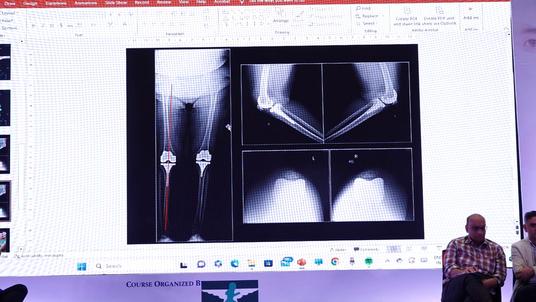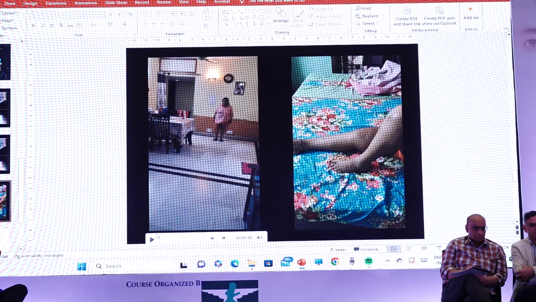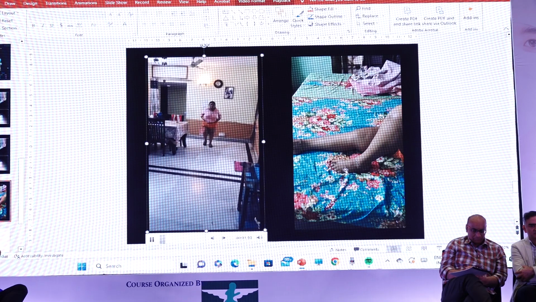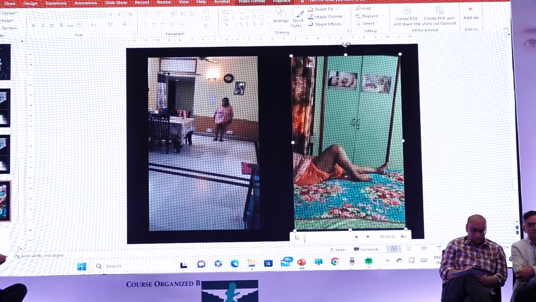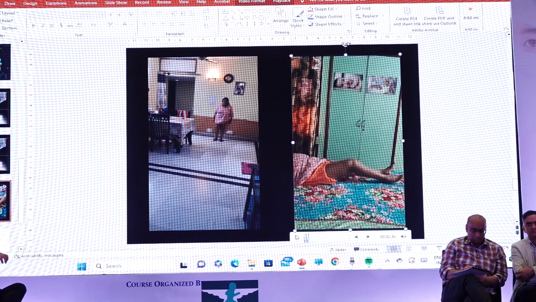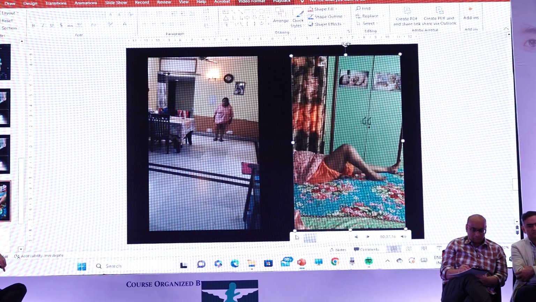So that's the post-op clinical picture. I don't think videos will work. This was done recently with good range of movement. So thank you very much. This is what I wanted to show, the planning in the valgus knee.